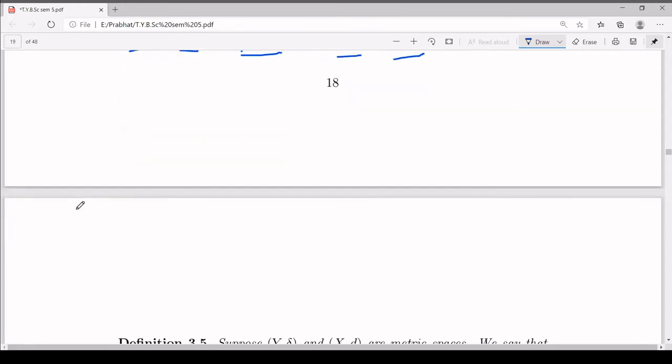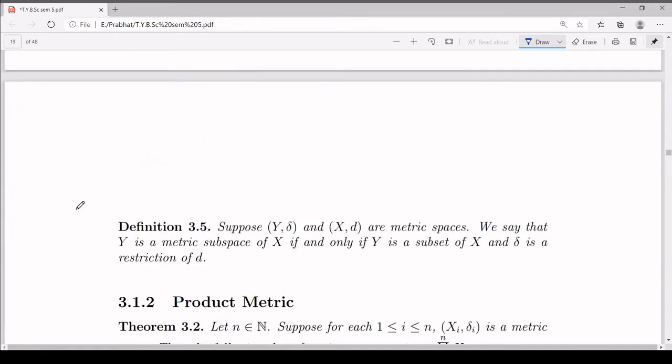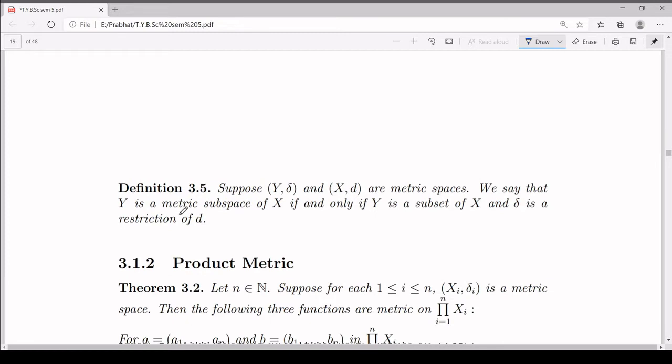So here is the definition I have written. You take two metric spaces (Y, delta) and (X, d). Then Y is said to be a metric subspace of X if and only if, first of all, Y should be a subset of X, and the map delta should be the restriction of d on Y. So if these two conditions are satisfied, you say Y is a metric subspace of X.